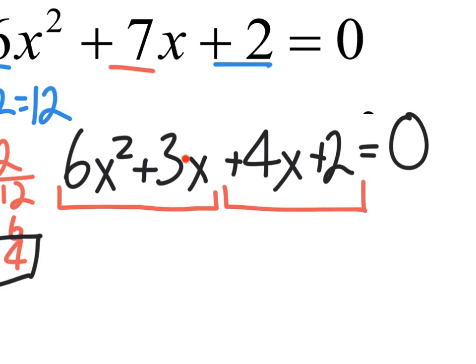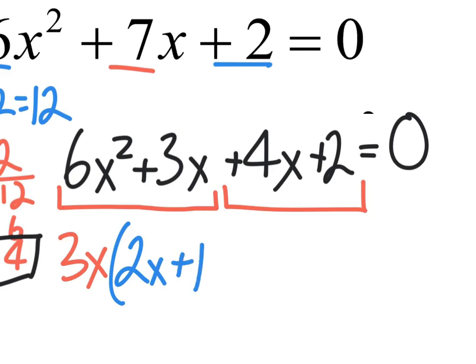When we're taking a look at this first half, 6x squared plus 3x, what can we factor out? Yeah, that's right. We can factor out 3x. And so what's left? 3x times what gives us 6x squared? It's going to be 2x, right? And so 3x times what gives us 3x? It's going to be just plus 1.